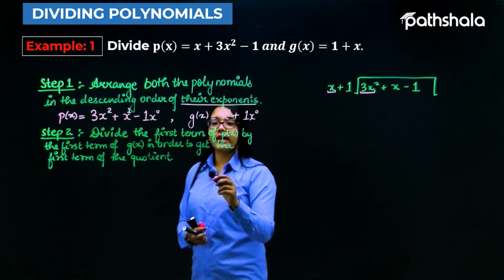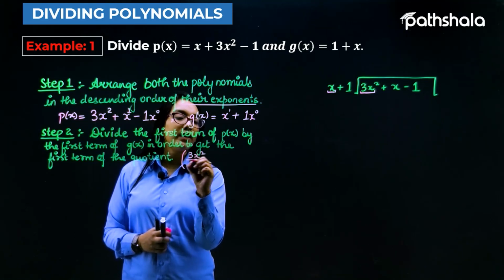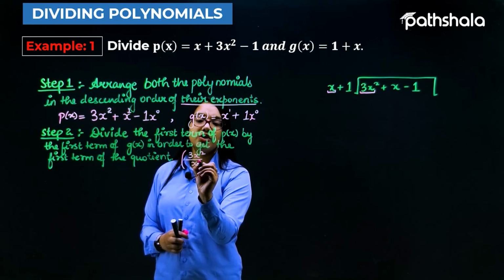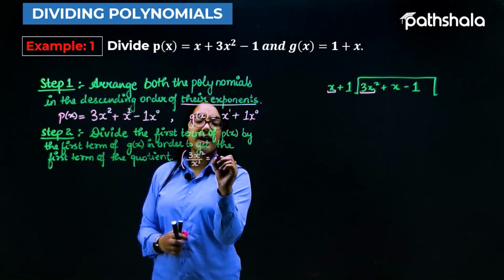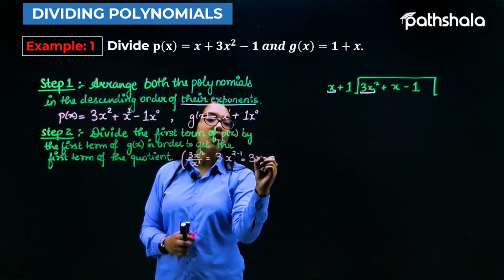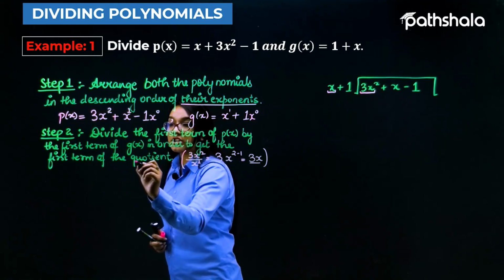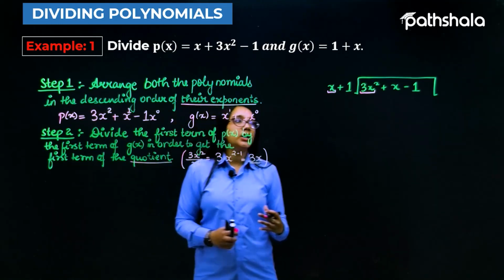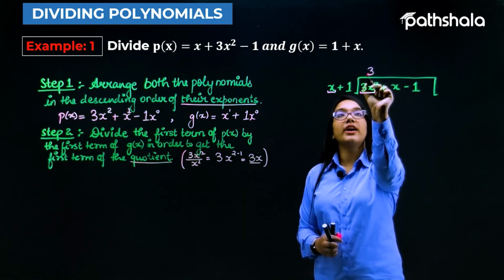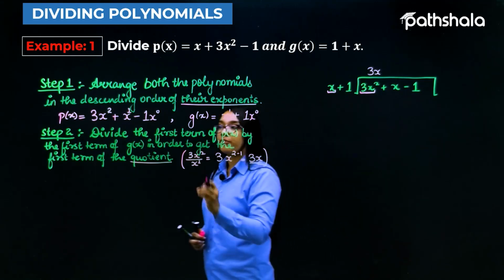So I am dividing 3x square by the term x. Here x is x raised to the power 1, so we can write it as 3x raised to the power 2 minus 1. So obviously this is 3x. So 3x is nothing but the first term of the quotient. So we can write 3x over here. 3x is the first term of my quotient.